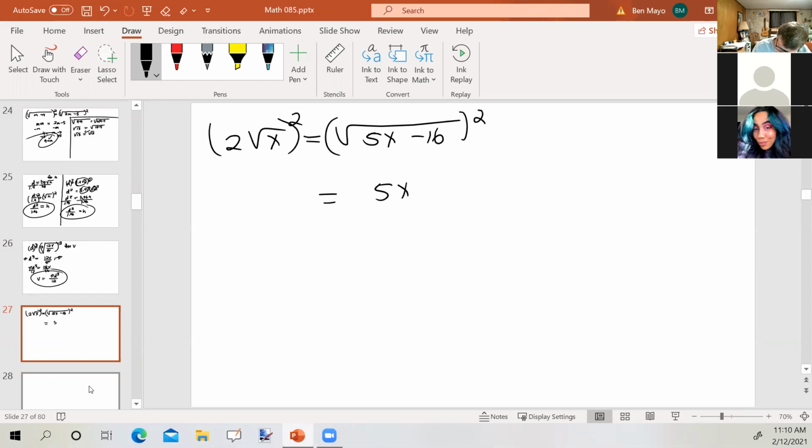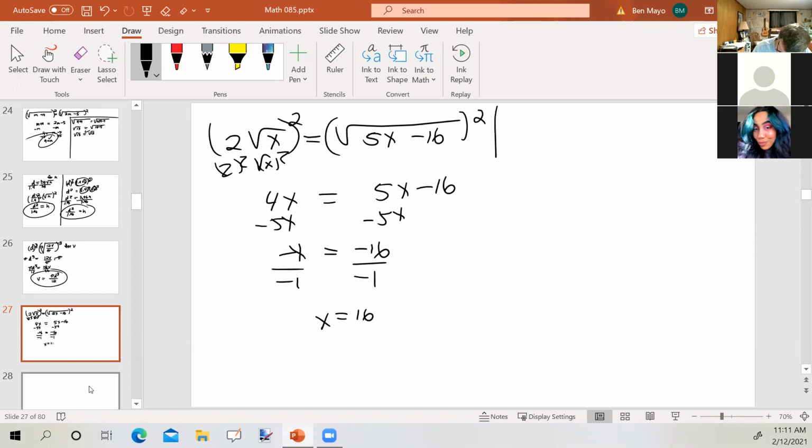On the right side, I'm going to get 5x minus 16. Be careful. What am I going to get on the left side? 4x. Excellent. Yes, because the 2 is going to get squared and the square root of x is going to get squared. So I'm going to get 4x, not 2x. Good job. We'll subtract 5x from both sides. Negative x equals negative 16. Divide by negative 1. X equals 16.